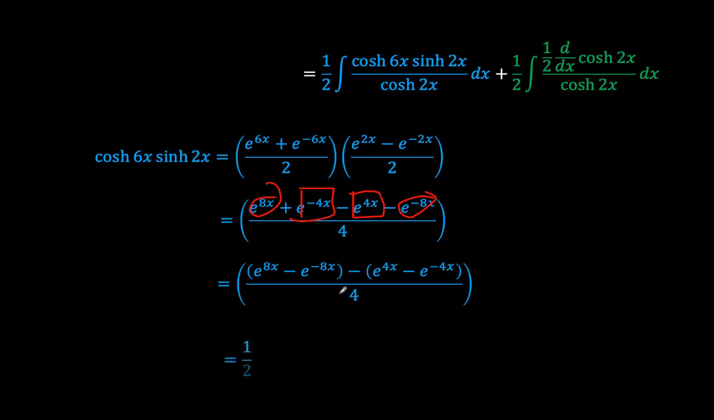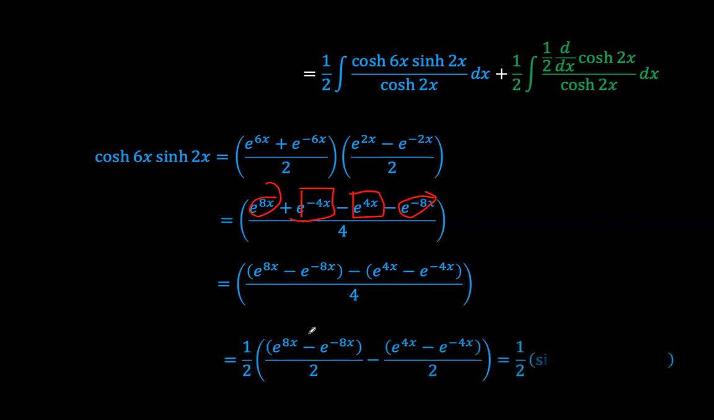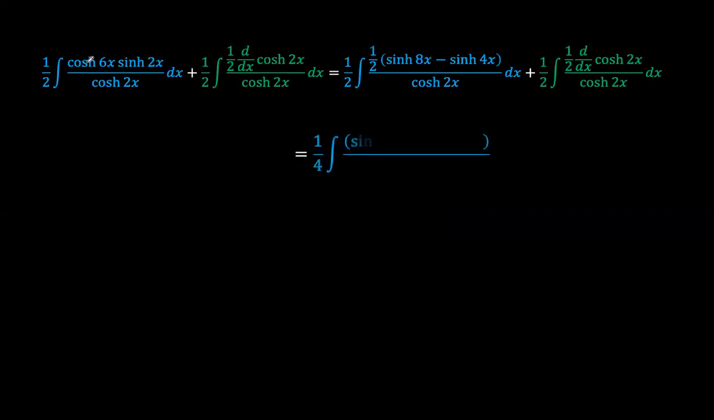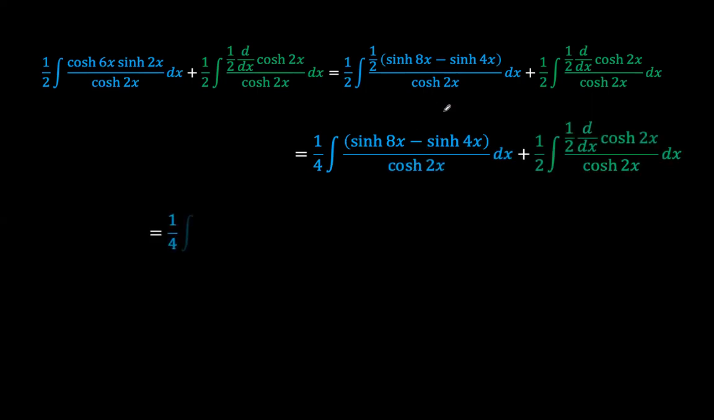So we can now separate that by pulling half out, and then each part here is divided by 2, so that we see here we have sinh 8x, and then here we have sinh 4x. So this cos 6x sinh 2x is the same as half of sinh 8x minus sinh 4x. So plugging that into our integral, in place of cos 6x and sinh 2x, we have half of sinh 8x minus sinh 4x, and then keeping the denominator as it is.